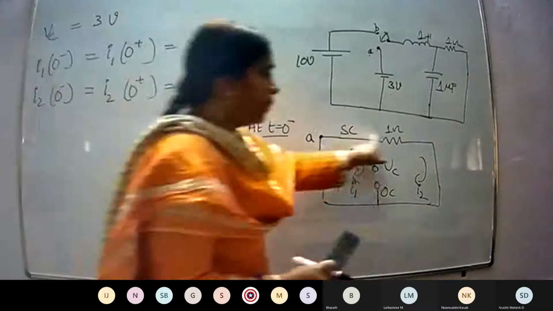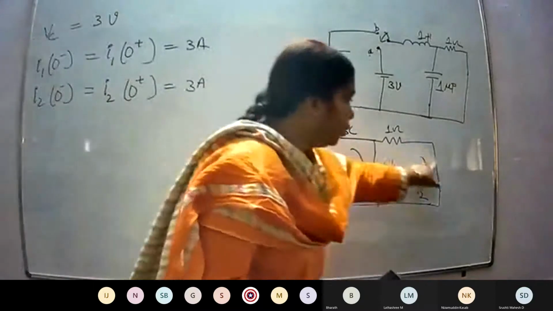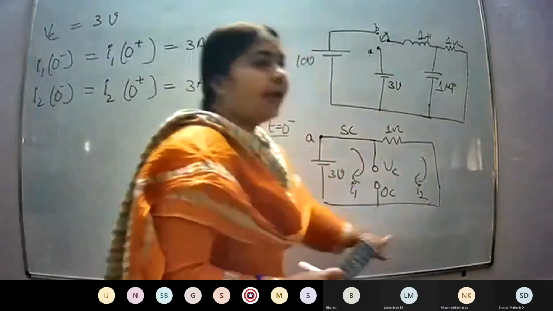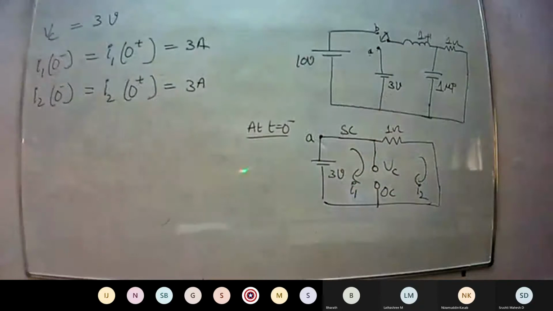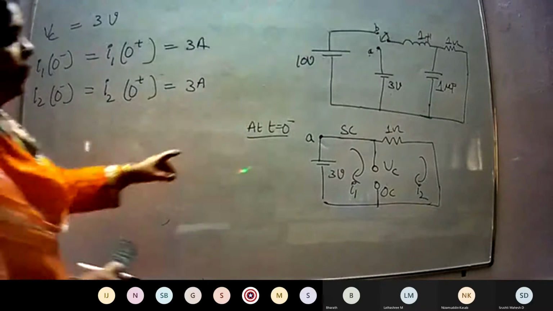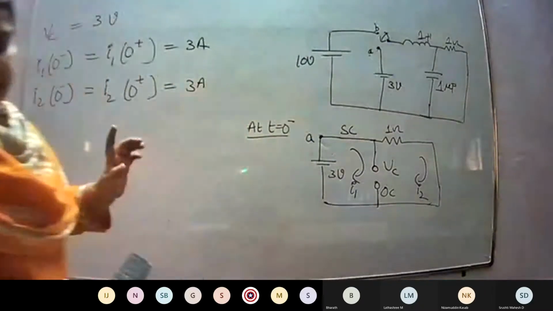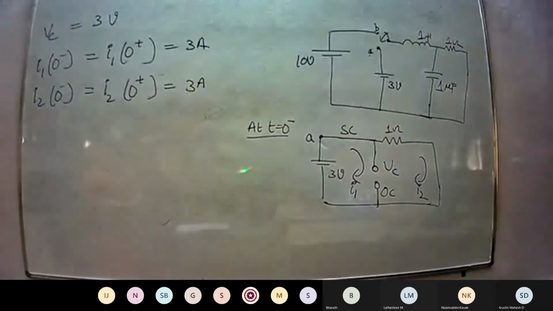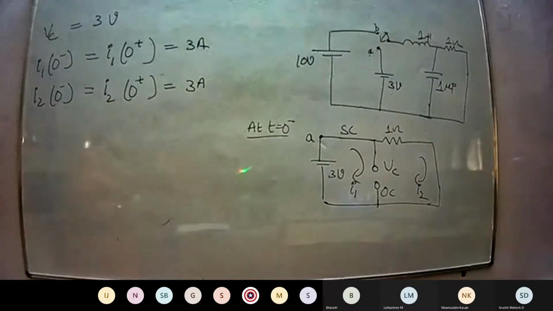Okay, this is completely one loop. Here it is open, but the loop is complete here. So we will have a current there. Both the currents will be the same, it is nothing but 3 amps. This happens when the switch is at position A. Getting it? Next, at t equal to 0 plus.